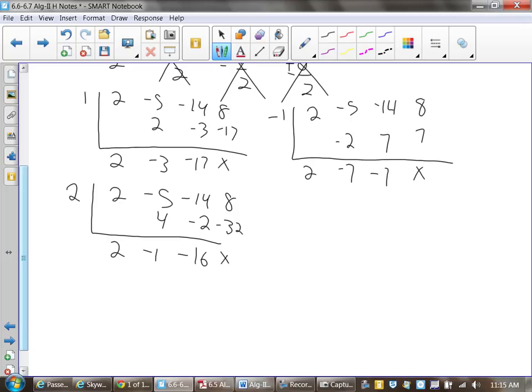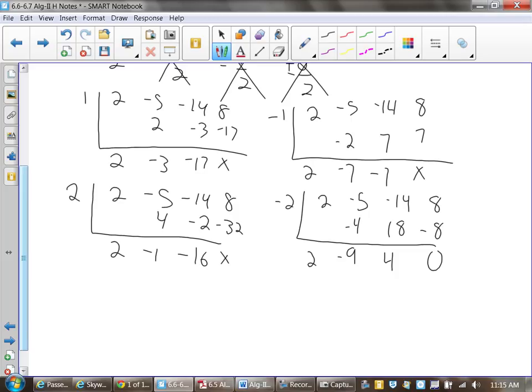Nope. Go to -2. See how sometimes you have to do this a few times to be able to find it. There's no rhyme or reason. Yeah, there has to be something in there. So you're at, oh, bam, that's 1. So -2?